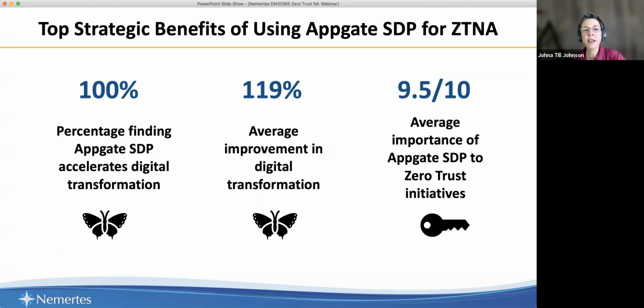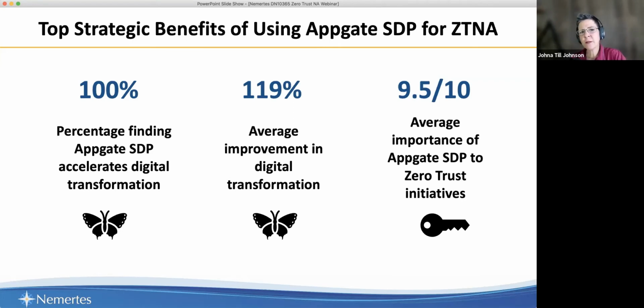And the other thing we asked, again a very binary yes or no, is Appgate strategic to Zero Trust? They said yes. And in fact, they rated it on a scale of 1 to 10 as an average of 9.5. So essentially, the organizations that we interviewed found that Zero Trust and Appgate were one and the same thing. In fact, one of them even said Appgate is Zero Trust in a box. That's pretty much the way I think about it.